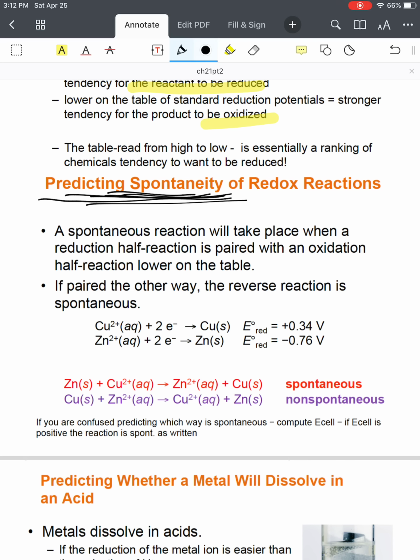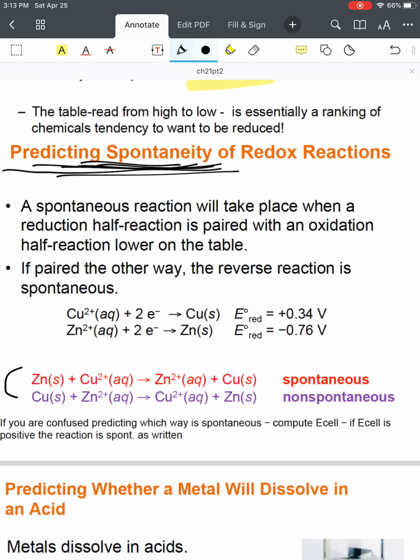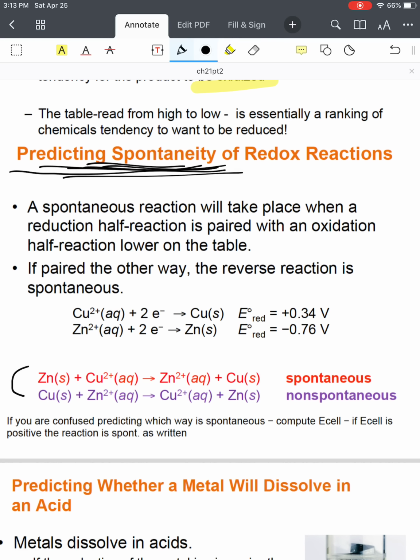So let's think about that for a second. And to help me with this, what I'd like to do is consider these two reactions down the bottom. One's in the purple, the other one's in the red. Let's look at these reactions. One's spontaneous, one's not going to be, okay? And this is not going to be a huge surprise once we look at it.